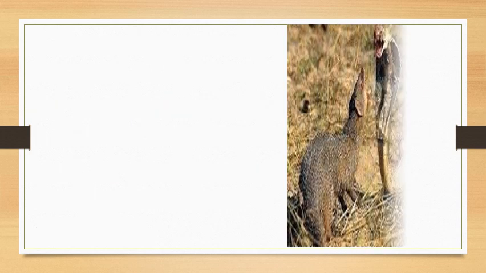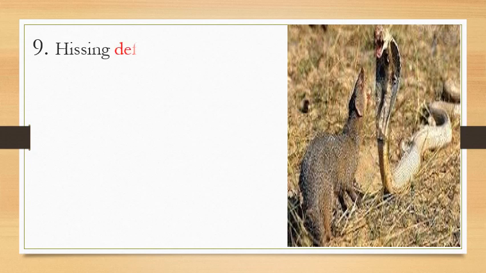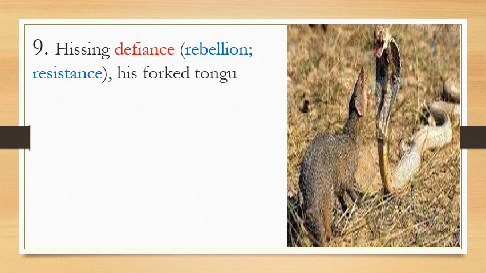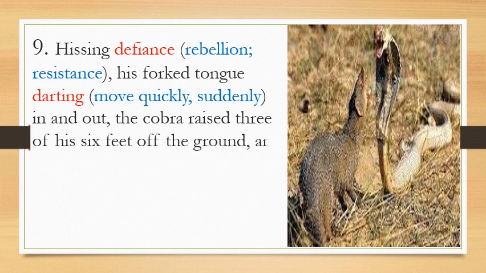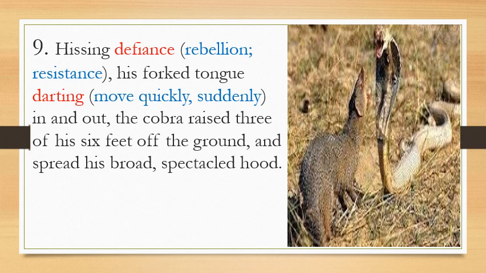Now let us move to next paragraph. Hissing defiance. Defiance means rebellion, resistance, behavior in which you refuse to obey someone or something. His forked tongue darting. Darting means move quickly or suddenly. In and out, the cobra raised 3 of his 6 feet off the ground and spread his broad, spectacled hood. Means creating a hissing sound in its defense. Moving his tongue quickly in and out, the cobra raised itself from the ground and spread his hood to fight and attack.